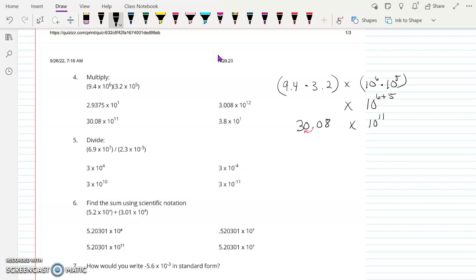For a number to be in scientific notation, that first number needs to be between 1 and 10. So this would give us 3.008 times 10 to the 12th power, because when I move it one more to the left, I had to add 1 to the power. And so I see that is the answer right there.